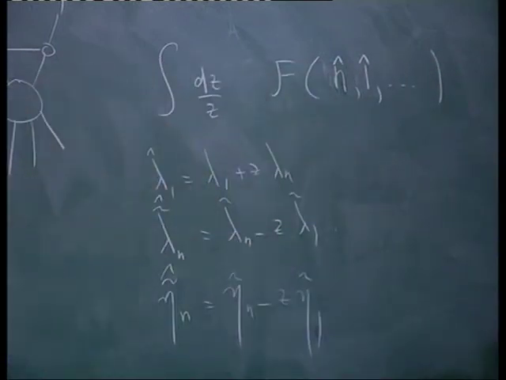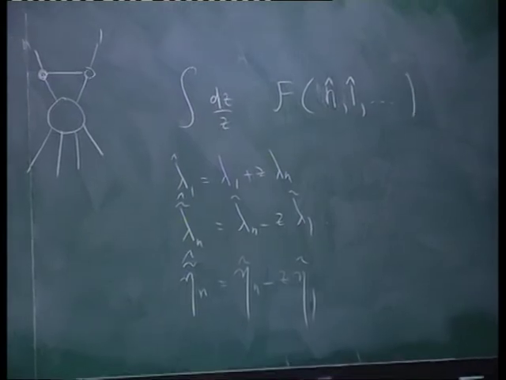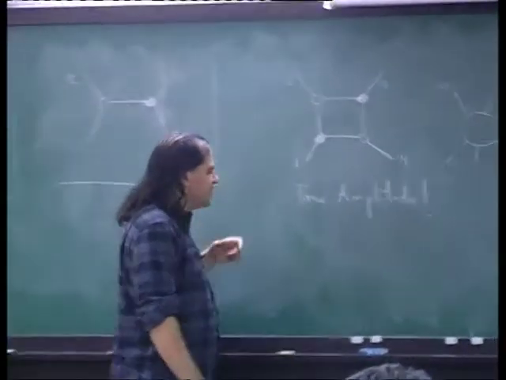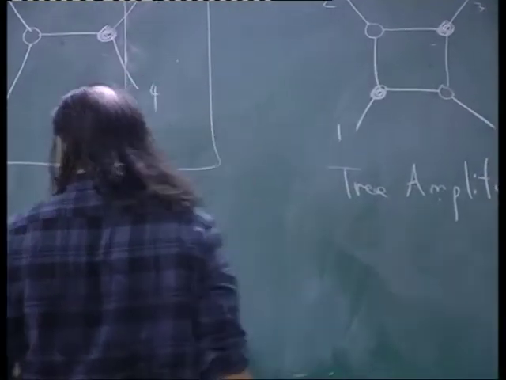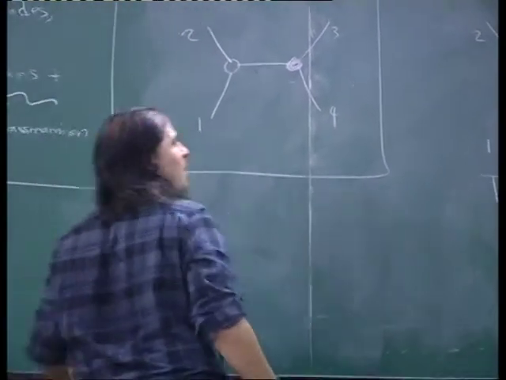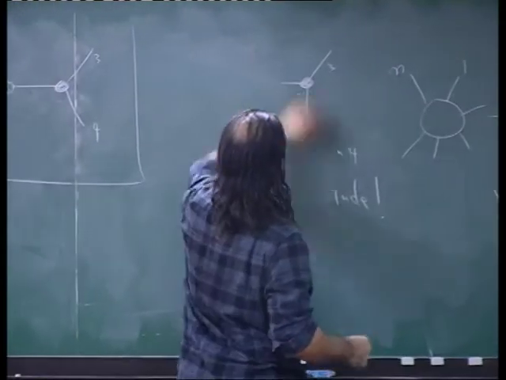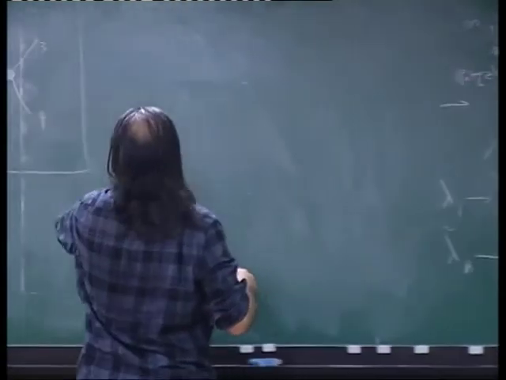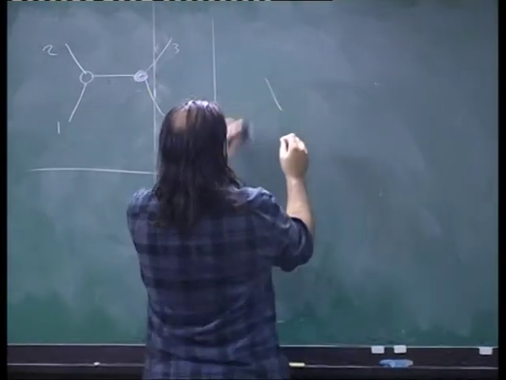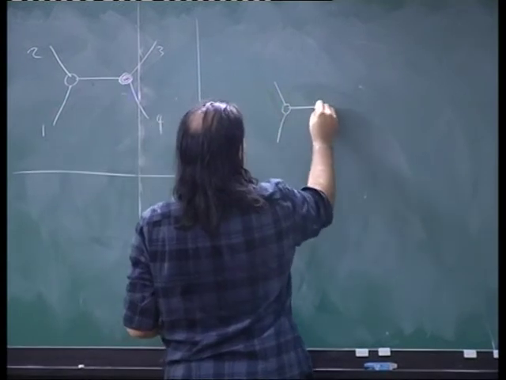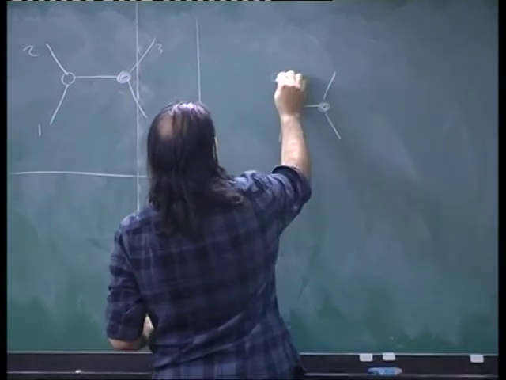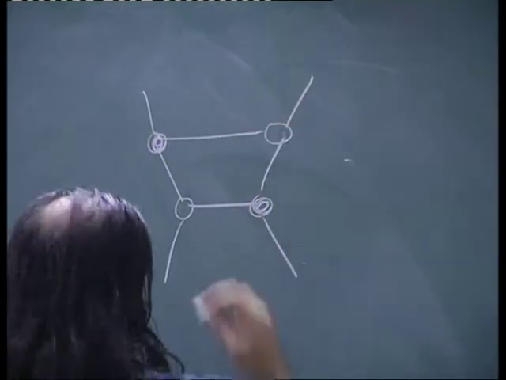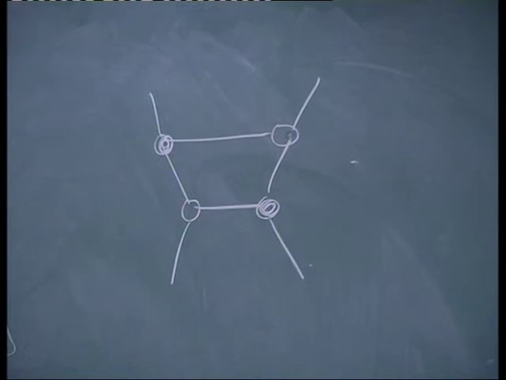This adding a bridge is going to be a very, very important operation in our story, so I wanted to go through it carefully here. But now this really lets us interpret this picture. Now let me go back. Let's start with this factorization channel. And now we're adding a bridge.